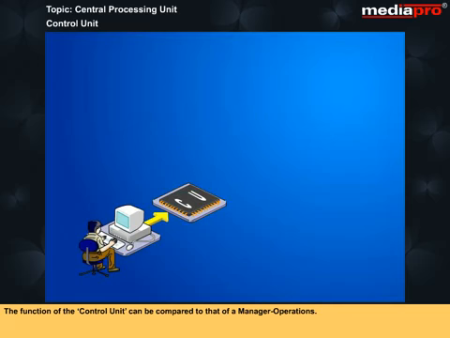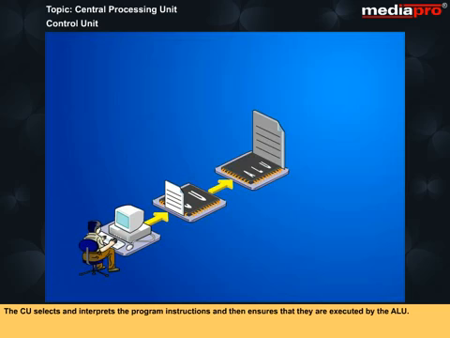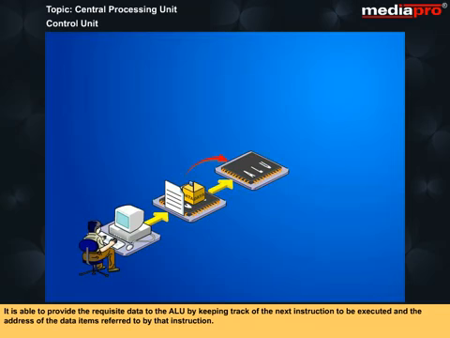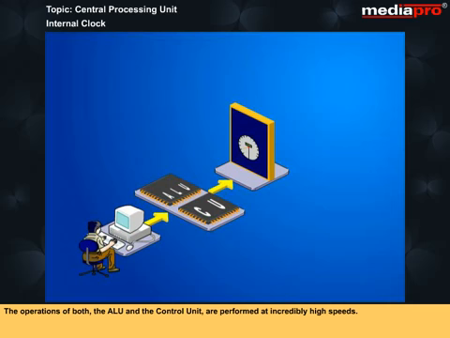The function of the control unit can be compared to that of a manager of operations. The CU selects and interprets the program instructions and then ensures that they are executed by the ALU. It is able to provide the requisite data to the ALU by keeping track of the next instruction to be executed and the address of the data items referred to by that instruction. The operations of both the ALU and the control unit are performed at incredibly high speed.